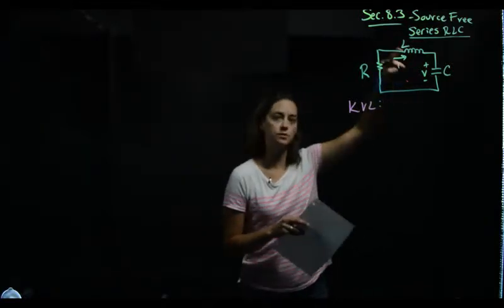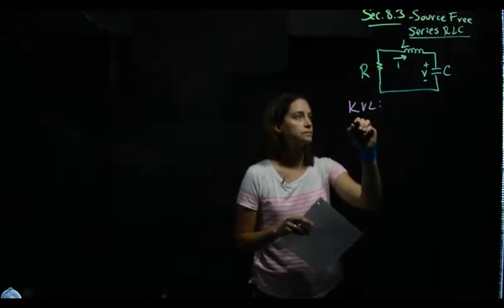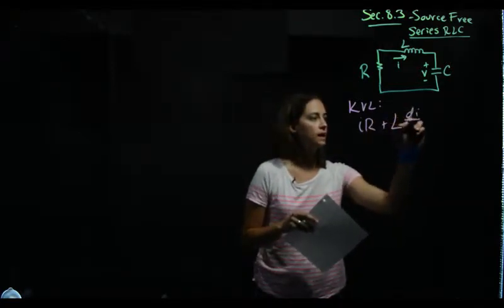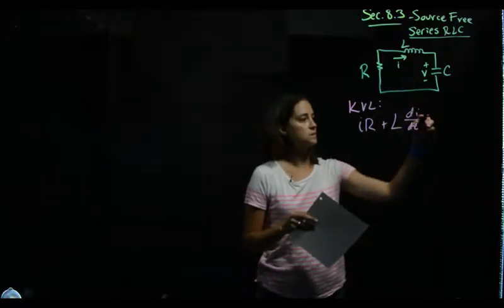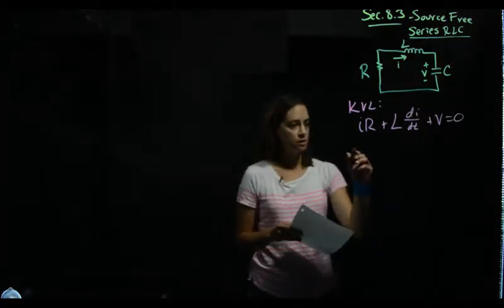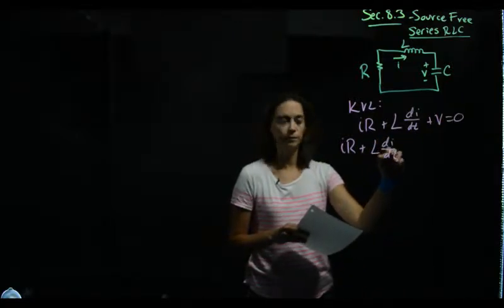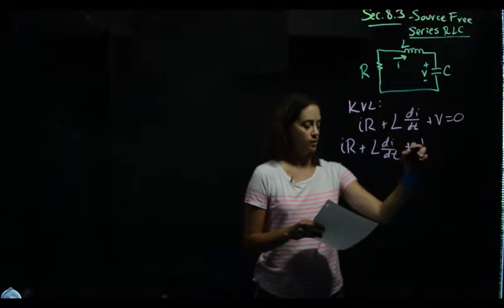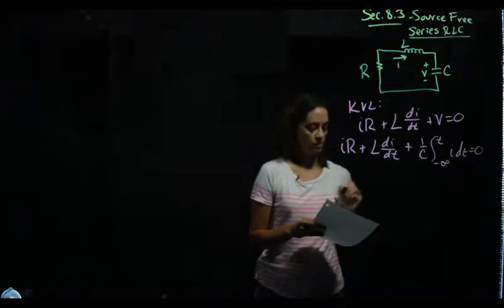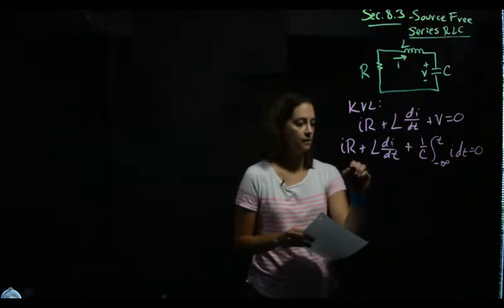I have this current I that goes all the way through because this is a series circuit. So my voltage here is I times R. Voltage through an inductor, L di/dt. And then across my capacitor, the voltage I know from chapter 6 is 1 over C integral from minus infinity to t of I dt, and the sum equals 0.